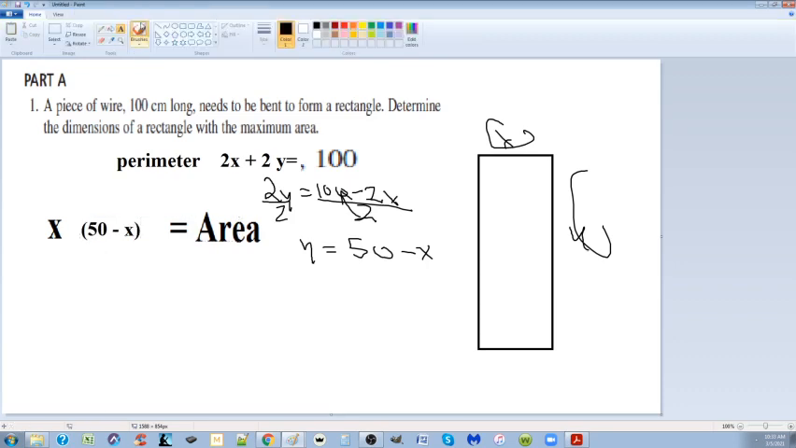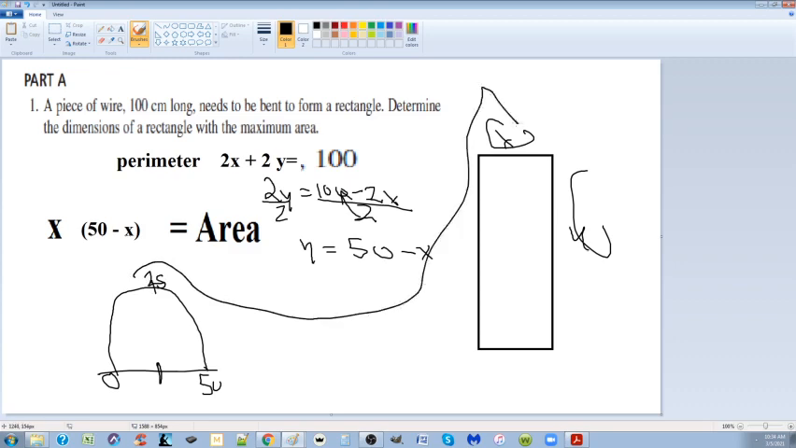Now a little secret here. I already know from my knowledge that this is going to be a parabola, and I also know that the two intercepts are going to be 0 and 50 on this parabola because of this. And I also know the vertex has to be between, so it's going to be 25, which gives me the x. So just from your knowledge of parabolas, sometimes you can figure it out, but it's a good verification tool.